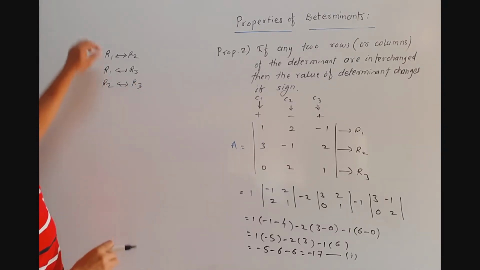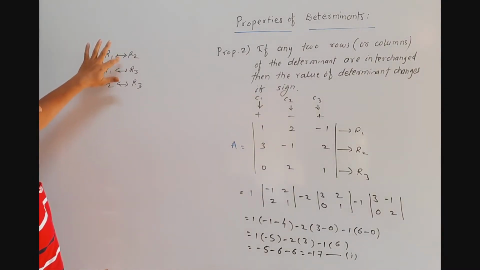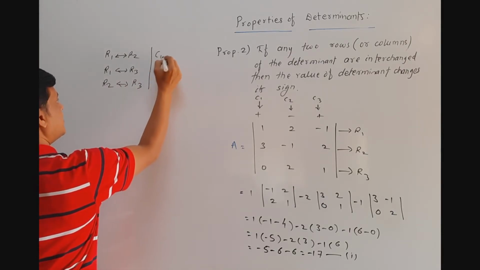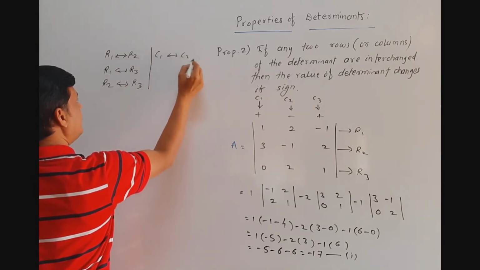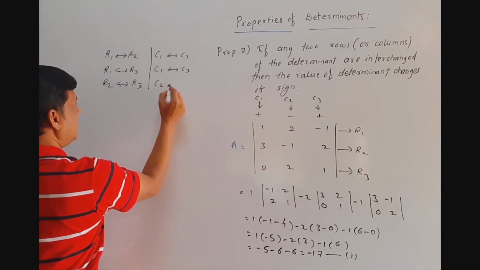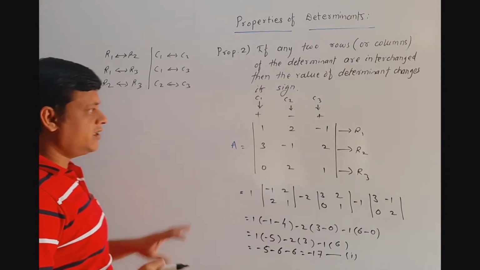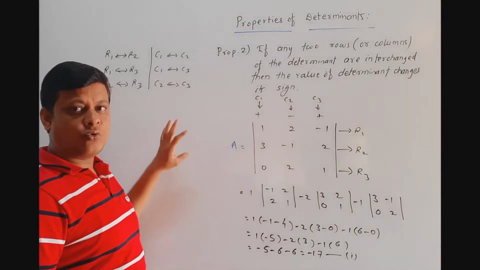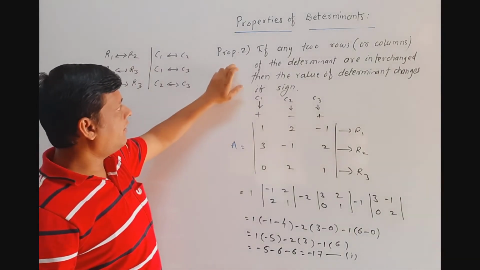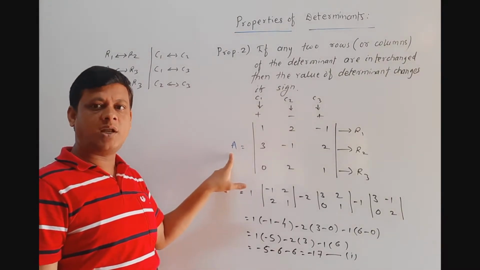So this is read as R1 interchange to R2, this symbol is for interchange. And similarly for columns we write C1 interchange to C2, C1 interchange to C3, C2 interchange to C3. So in this way we write which row or which column we interchange.